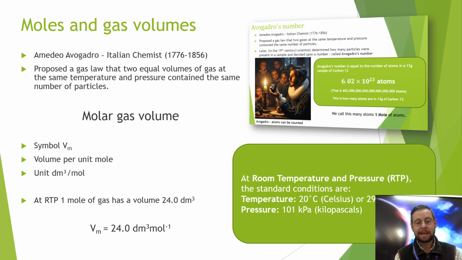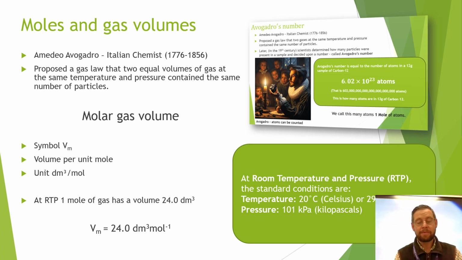The symbol for it is capital V with a subscript M. The unit is the volume per unit mole, and that would be measured in decimeters cubed per mole, or dm3 mole to the -1. At room temperature and pressure, this just so happens to be 24 decimeters cubed, or 24,000 centimeters cubed. And by room temperature and pressure, I mean a temperature of about 20 Celsius and a pressure of about 101 kilopascals.